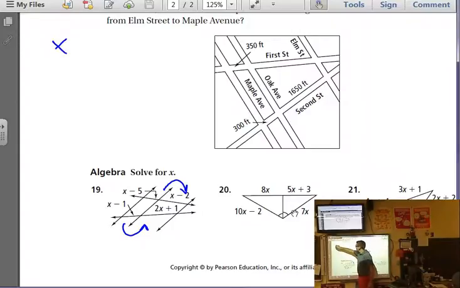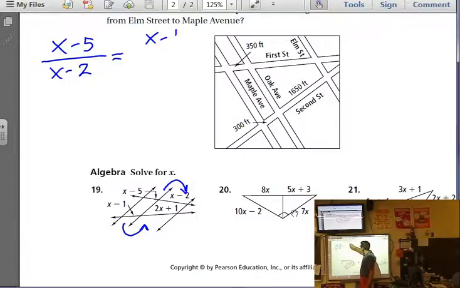So if I have chosen that, then x minus 5, x minus 2, and x minus 1 over 2x plus 1. Oh yeah, this was that question that you asked me about and I asked you to bring up in class. Or maybe it wasn't you, but somebody asked me about this problem.